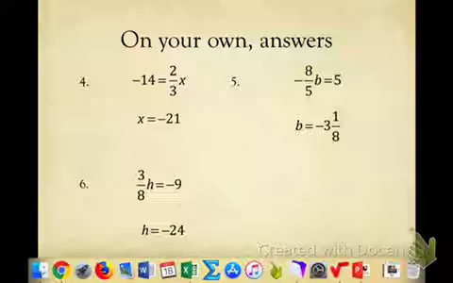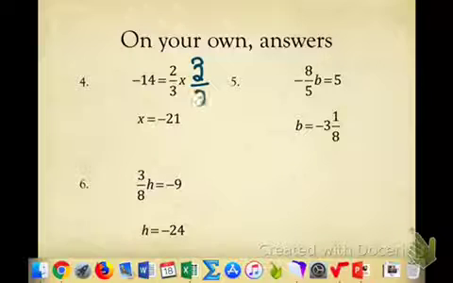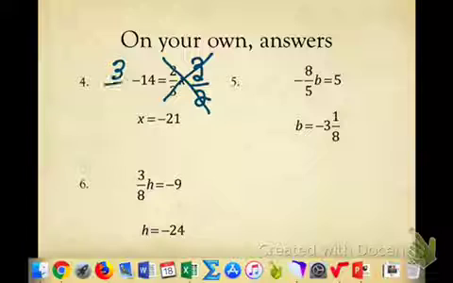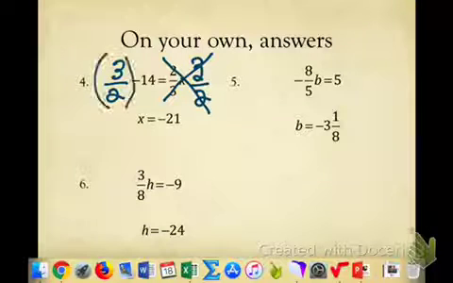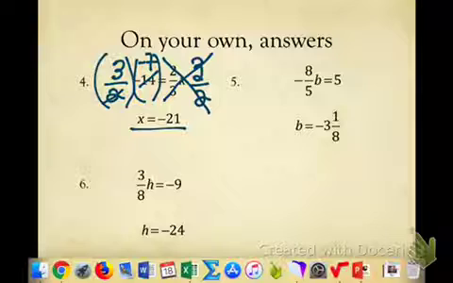Okay, so here are my answers. So in this first one, I used the reciprocal of 2 over 3, which is 3 over 2, so that they cross. So I want to do the same thing on this side, times 3 over 2. I'm going to cross cancel my 2 and my 14 and make it a negative 7. So negative 7 times 3 is negative 21. So check that answer in your notebook.